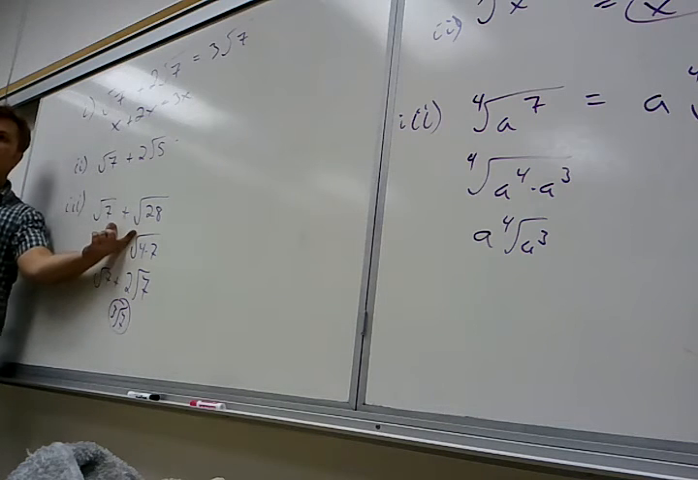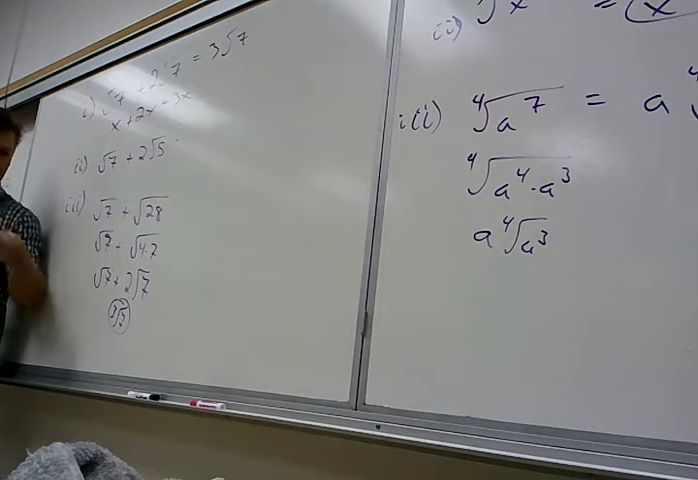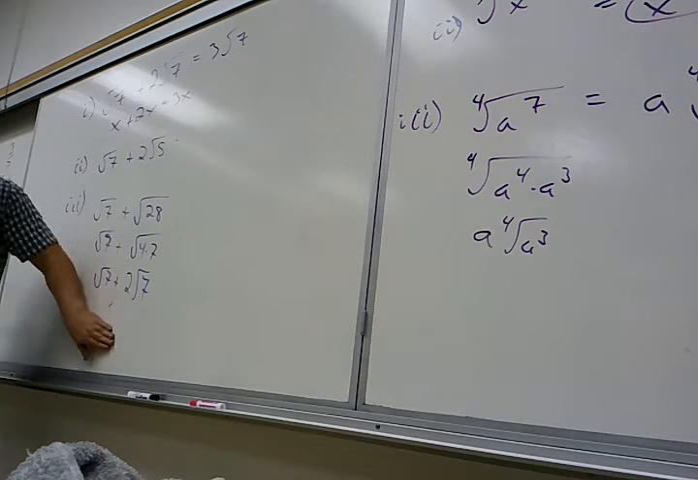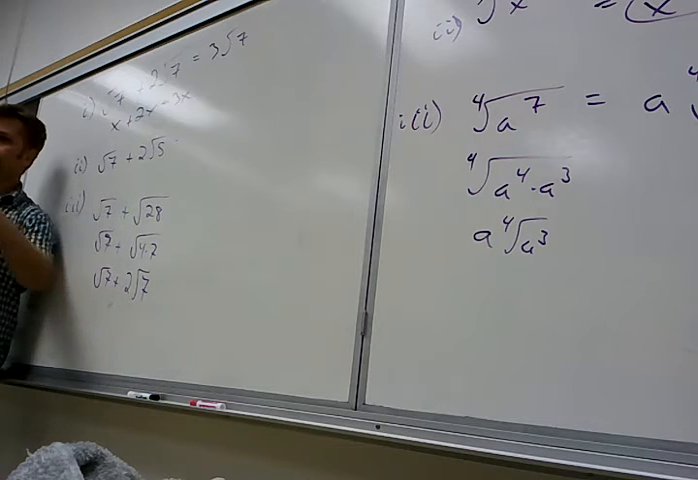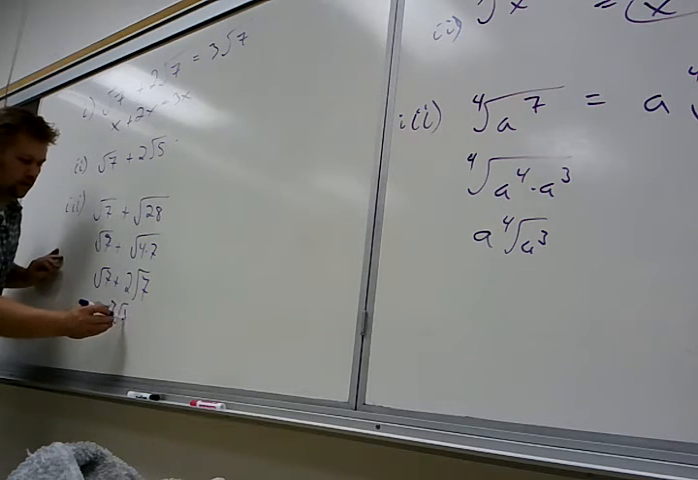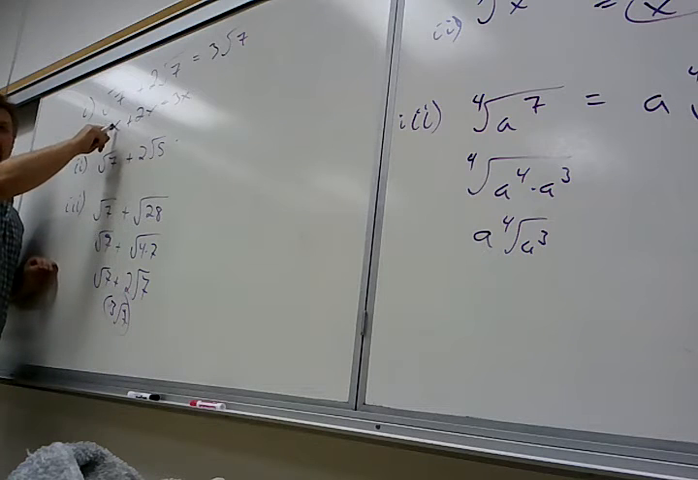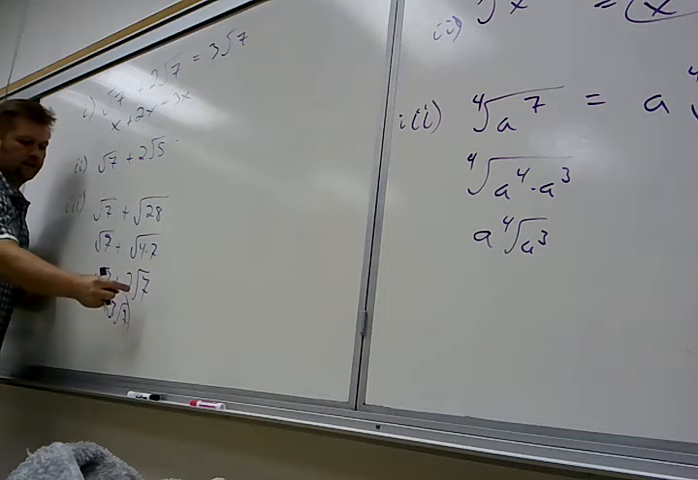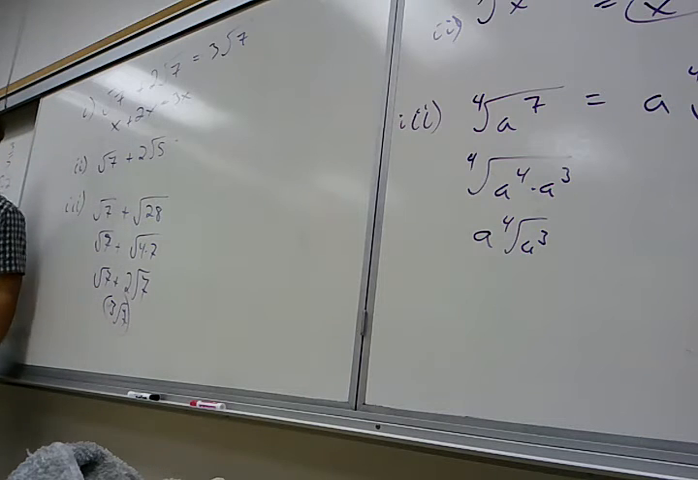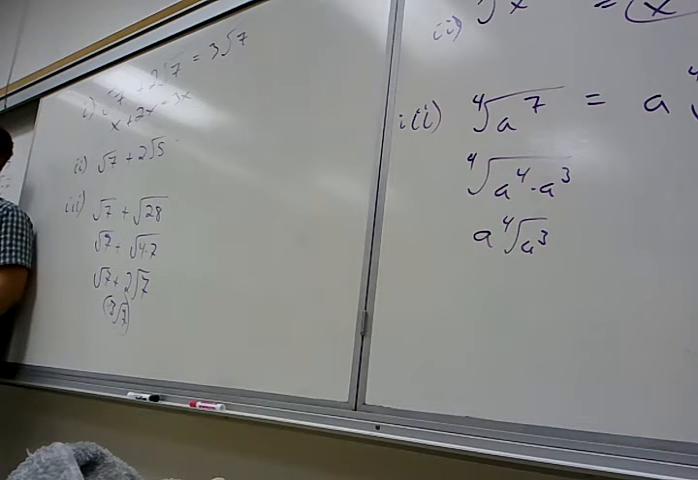So they started off as not like terms. Where did the 3 come from? 1 plus 2. I have 1 root 7 plus 2 more root 7s. So I have 3 root 7s. So that's why I said it acts just like as if it was x plus 2x. This plus twice this is 3 of this. Cool. I like it.